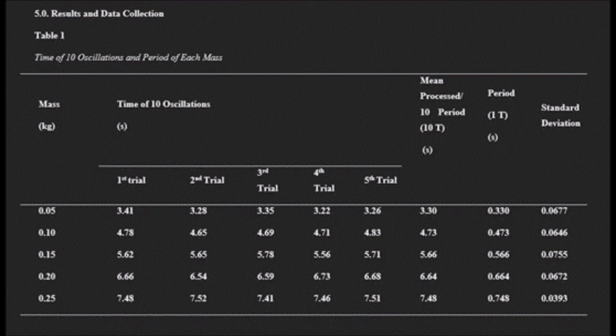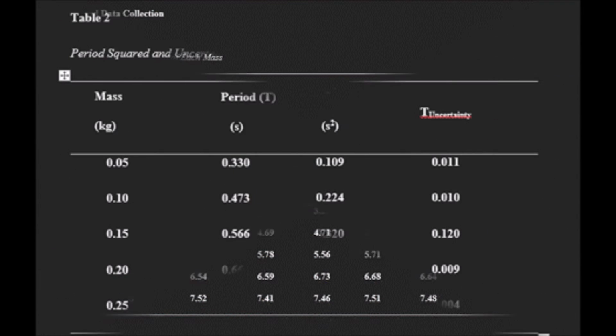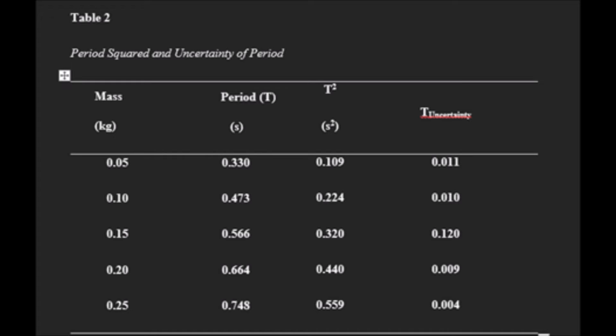According to table 1, the time of 10 oscillations changed from 3.30 seconds to 7.48 seconds as the masses varied between 50 grams and 250 grams. It shows that the highest mass has the highest period of the spring pendulum, as predicted. In table 2, the values of the period are squared to find the relationship between the mass and the period. It is observed that when the mass is 250 grams, the period squared value becomes the highest.